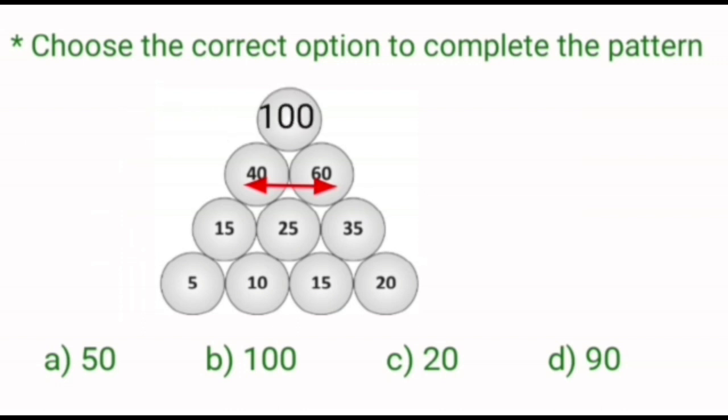So, let's find the correct option. We'll start from option A. Is it 50? No, because we have calculated 100. Now, come to option B, 100. Yes, this is the correct one. So let's put a tick here.